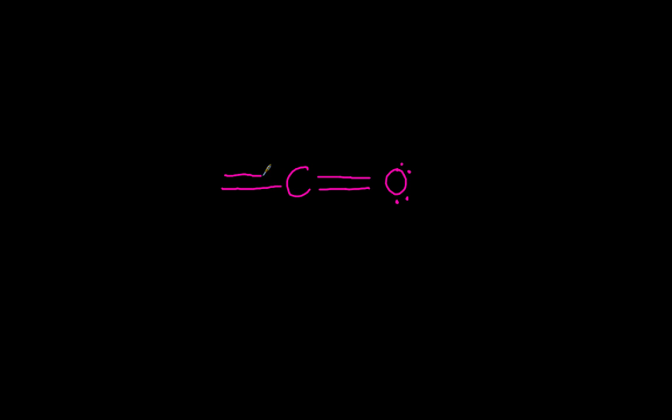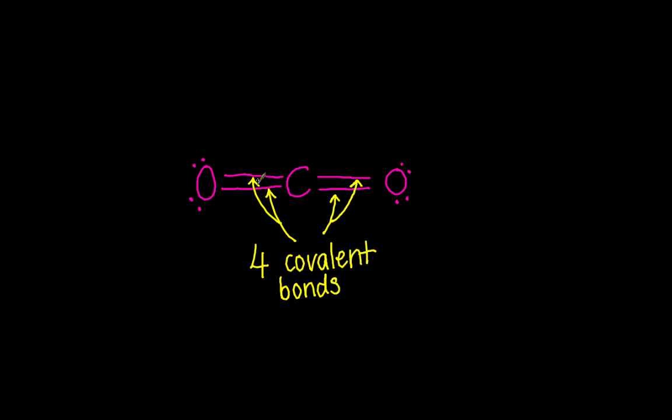Here, another example, carbon is bonding with oxygen in the form of CO2 or carbon dioxide. And here you have 4 covalent bonds existing as 2 double bonds. And again, this means that carbon has 8 electrons on its outside shell, 4 shared electrons with one oxygen and 4 with the other oxygen, once again making a stable compound.